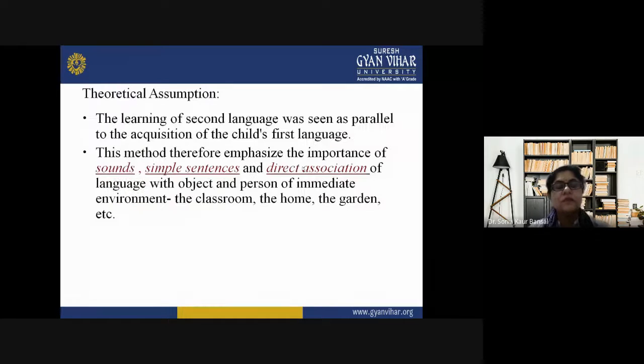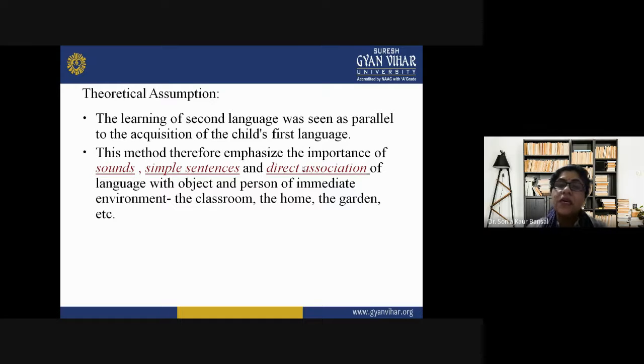Okay. Then secondly, the learning of a second language was seen as parallel to the acquisition of a child's first language. This method emphasizes the importance of sound, simple sentences, and direct association of language with objects and persons of the immediate environment: the classroom, the home, the garden, etc. So whatever the child is listening to, the child is actually adapting that in his learning behavior. The assumption was that whatever the child's first language is, the child becomes more familiar with that.